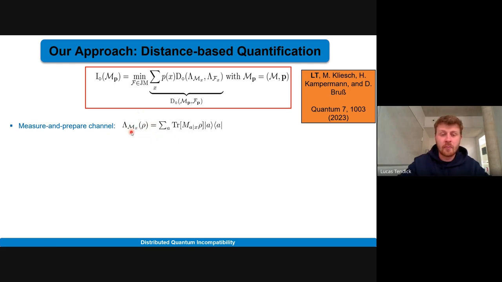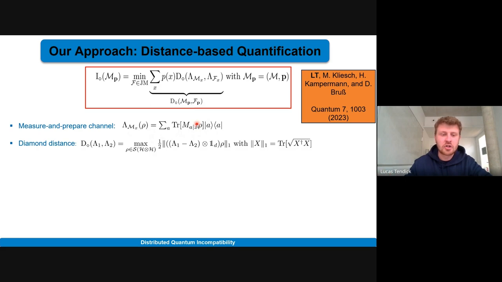So we map the problem from distances between POVMs to distances between channels, where we just measure on the state and then put out a flag state A. And the nice thing is, if we have channels, there's a canonical, very natural choice of a distance, which would be the diamond distance, which is given like this, where we basically measure the distance between two states, rho after applying lambda 1 and rho after applying lambda 2, on just one subsystem of the state rho, because we make use of that, we can use entanglement. And then we take the one norm.